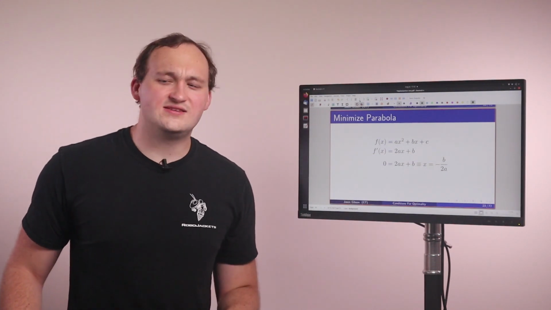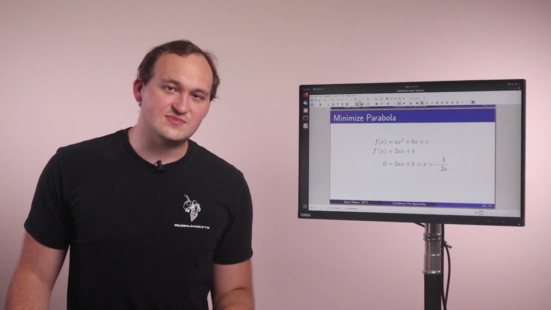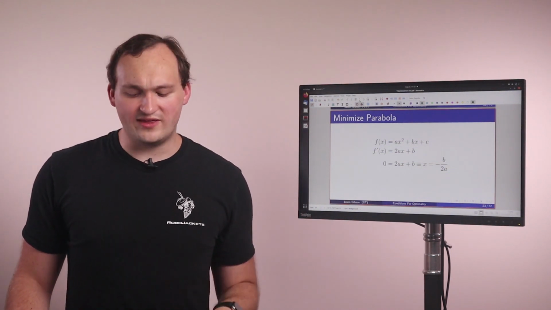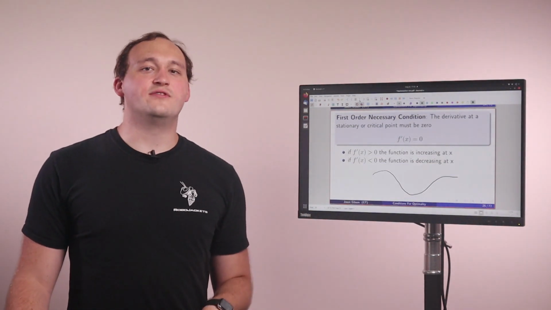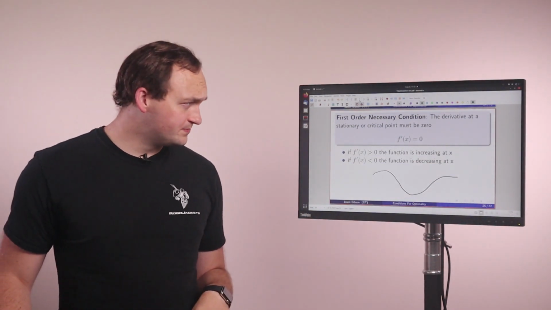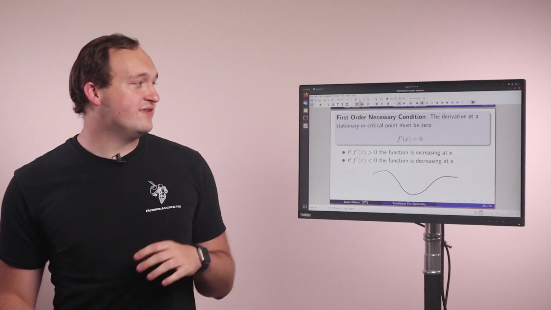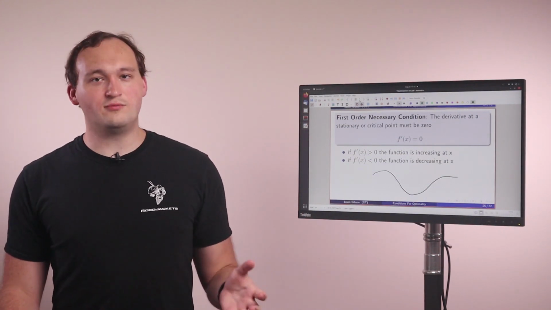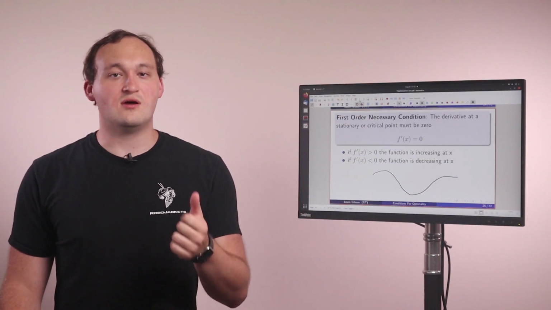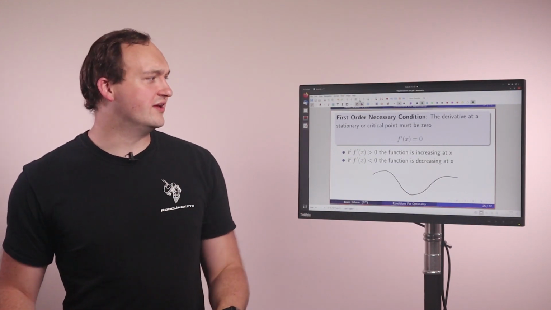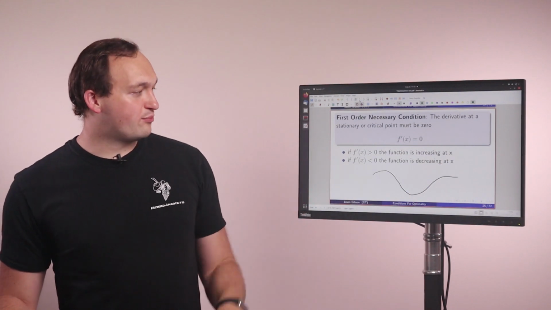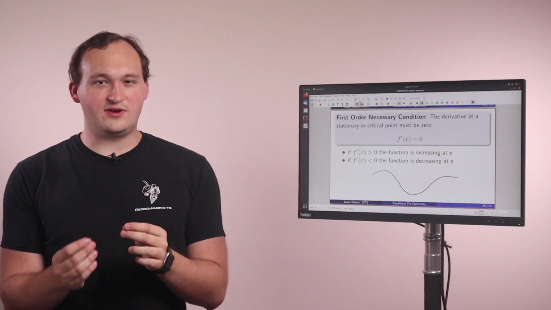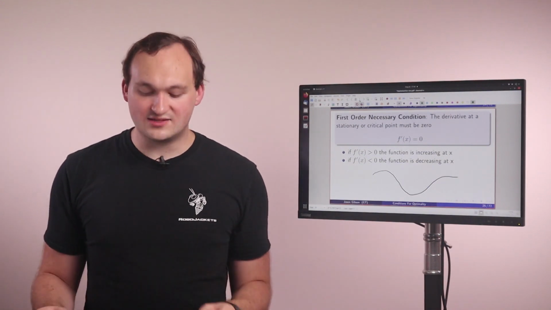So what is it really saying? It's saying that our derivative at a specific point is equal to 0. This makes a lot of sense for an optima, and we're going to look at why that is. The thing we're going to look at is called the first order necessary condition. Essentially what it says is the derivative at a stationary or critical point must be 0. A stationary or critical point can be a minimum, a maximum, or something else that we'll talk about a little bit later. So if f prime of x, my derivative, is equal to 0, we can really intuitively figure out why this makes sense to be a minimum or a maximum.